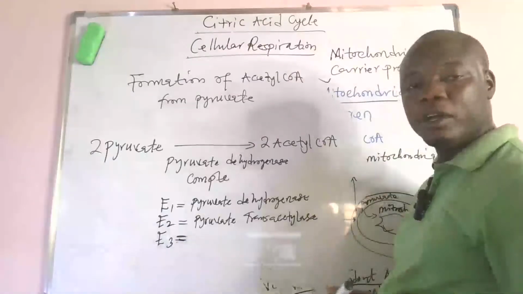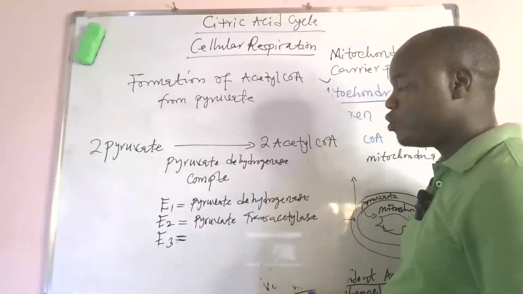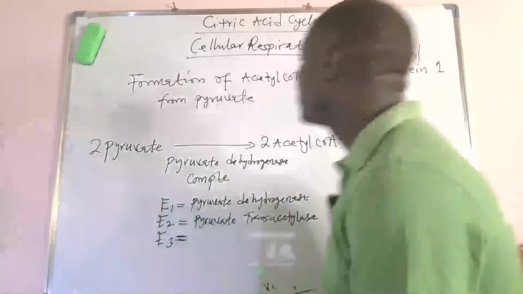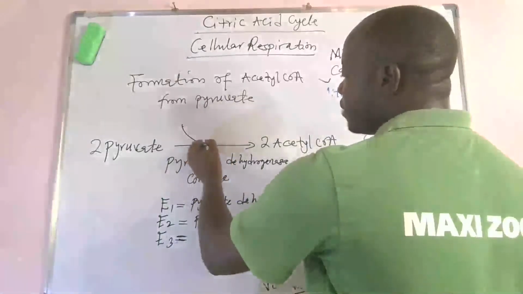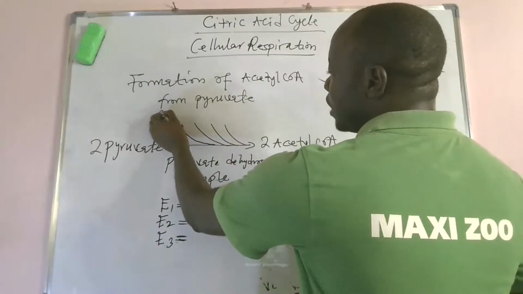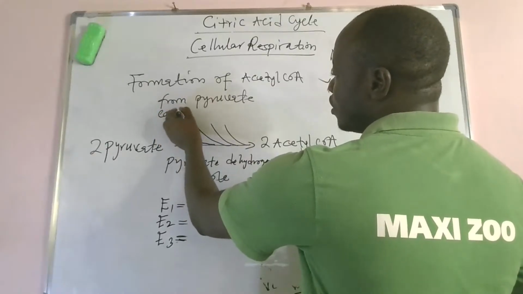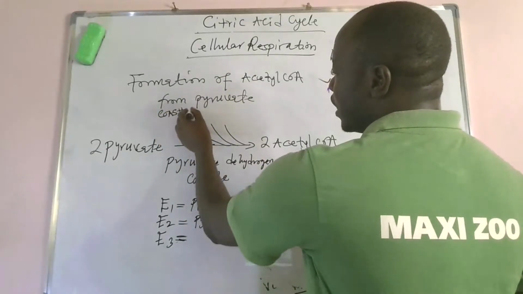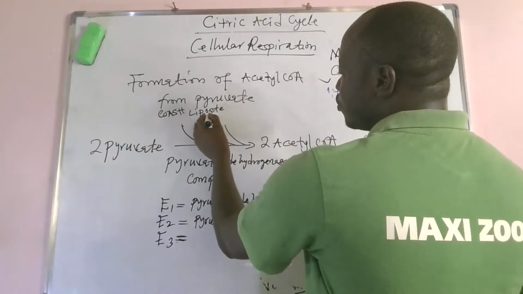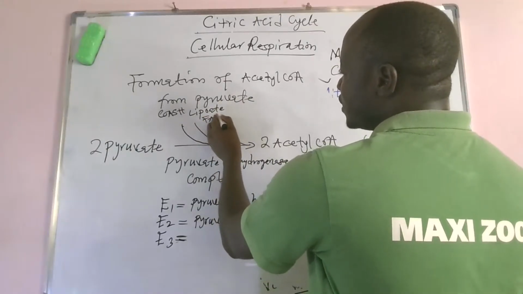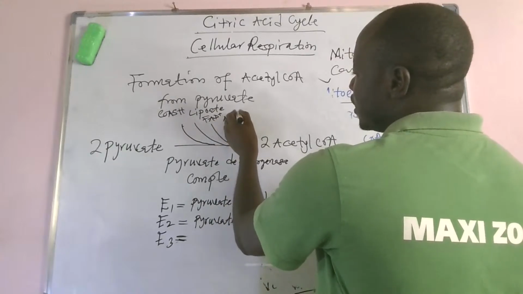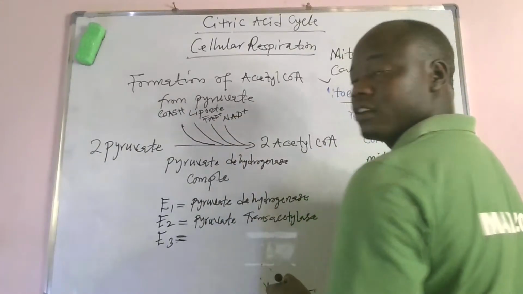And then number 3, who can tell me the remaining one? Because I know that you watched the video. What is the name of the third enzyme in this complex? And it requires 5 coenzymes. We have coenzyme A. We have lipoate. It also requires FAD. It requires NAD plus.